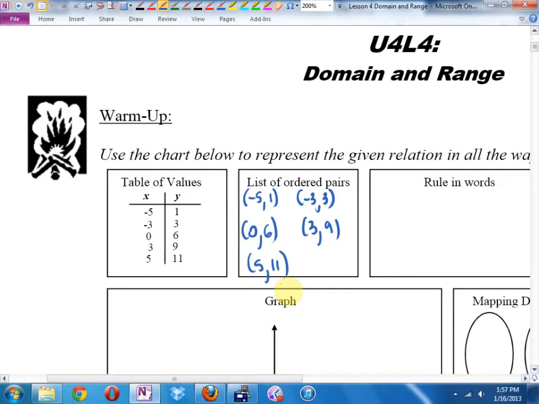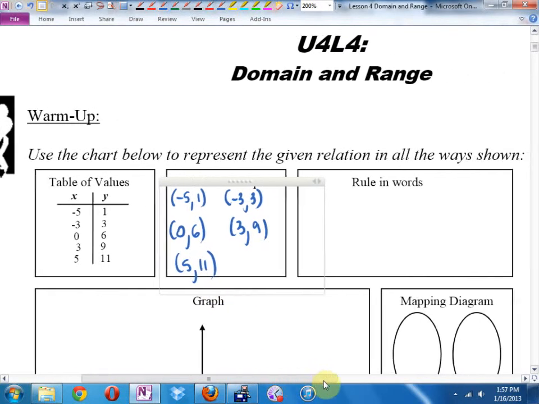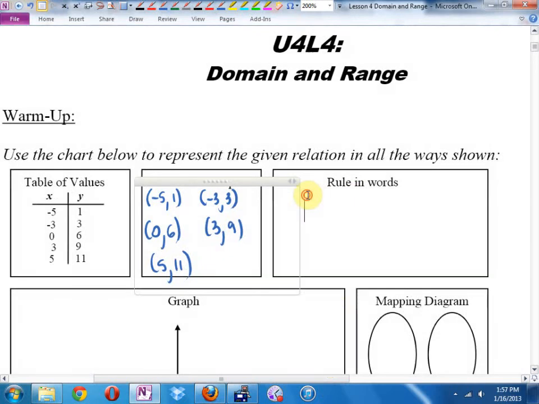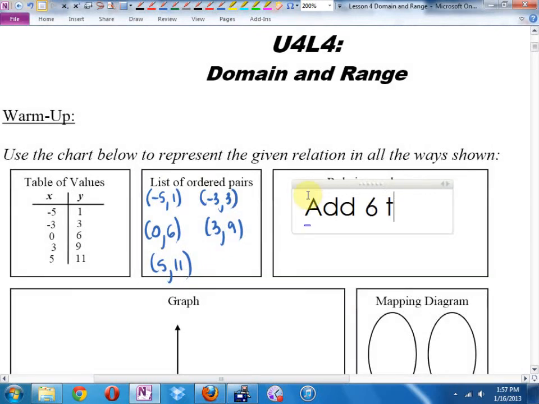Can anybody see what we're doing mathematically? What turns a -5 into a 1, a -3 into a 3, a 0 into a 6, a 3 into a 9, and a 5 into an 11? Yeah? Sorry? So if I wanted to give the rule in words, I would say add 6 to the input. Yeah? Sure, that works.